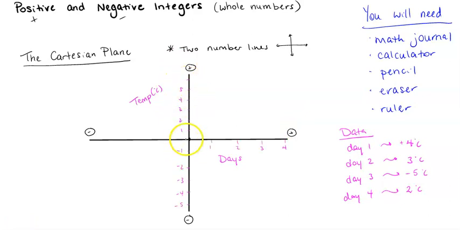So our temperatures are positive and negative. Our days are only positive. So I'm going to leave out this whole branch of the Cartesian plane. That's fine. Now I see on day 1, it was 4 degrees Celsius.